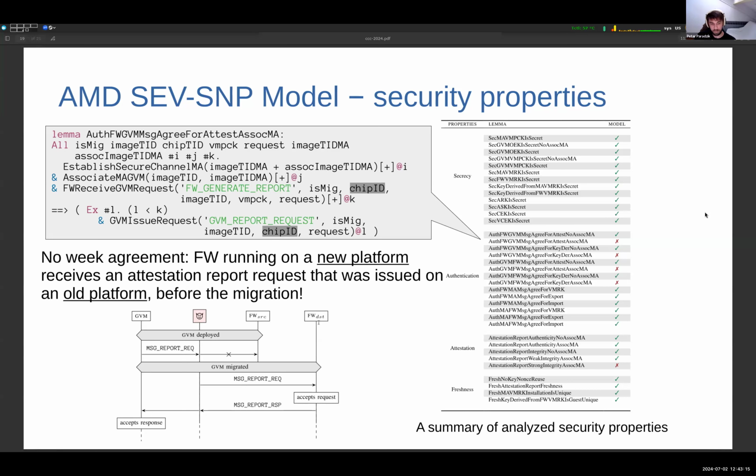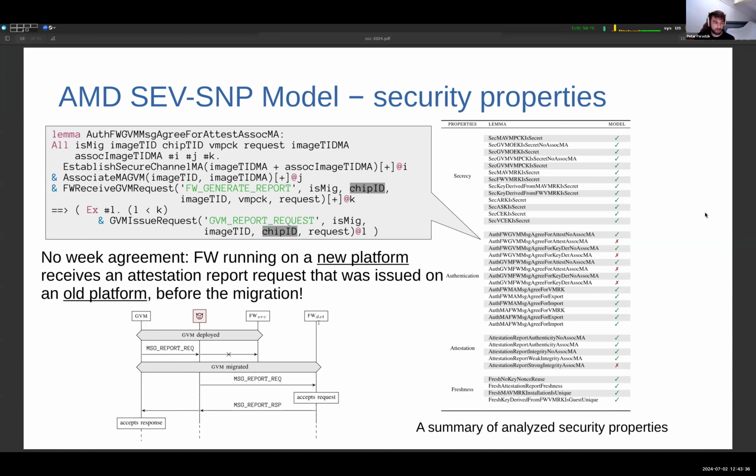Okay. So yes, we have several limitations. In our paper you can find all of the limitations of our model. One of the limitations is that we allow for only one migration. Only one migration is allowed from the source platform to the destination platform.